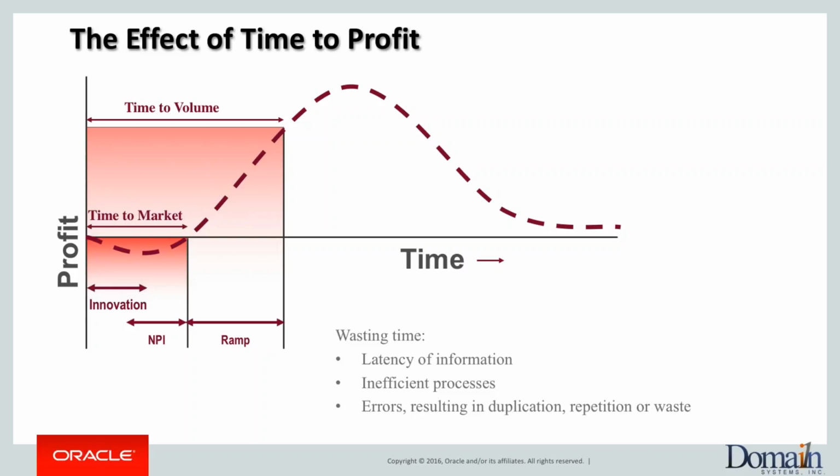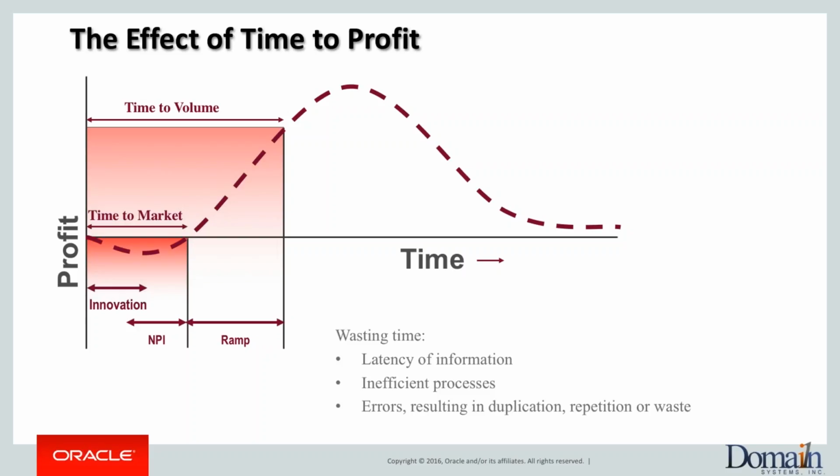Everybody understands the profit to time graph here from the standpoint of you've got an innovation and a new product introduction section which is bringing your product to market, and then you've got a ramp up. And the whole objective there is to shrink that right side and pull it closer to the left so that you're innovating quicker, you're developing products quicker, and you're ramping up quicker. Therefore, bringing your profitability up steeper, and you're able to realize things much quicker.